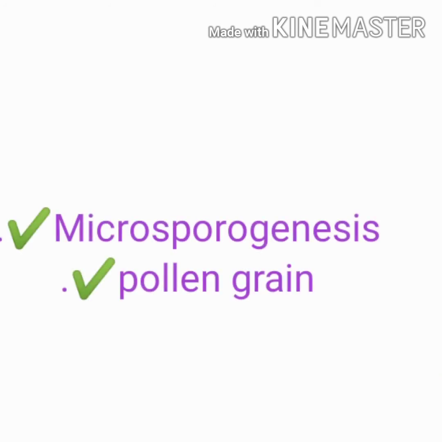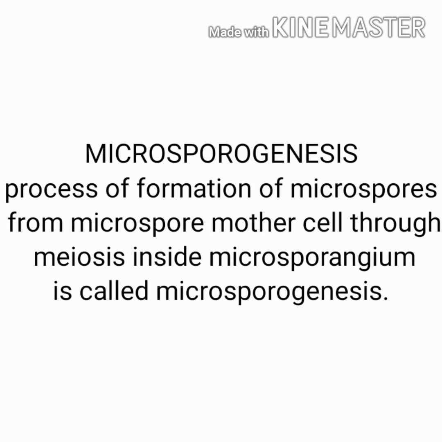Today we can study microsporogenesis and the structure of pollen grain. Microsporogenesis is the process of formation of microspores from the microspore mother cell through meiosis or reduction division inside the microsporangium. That process is called microsporogenesis.